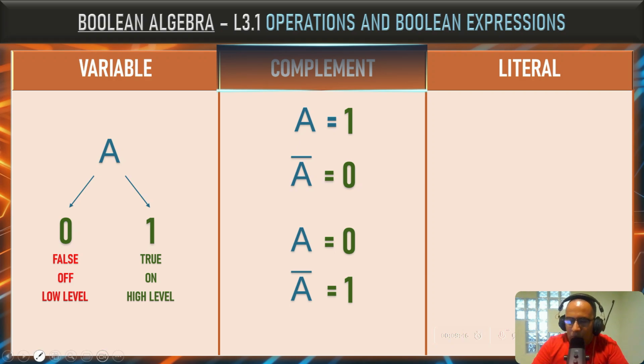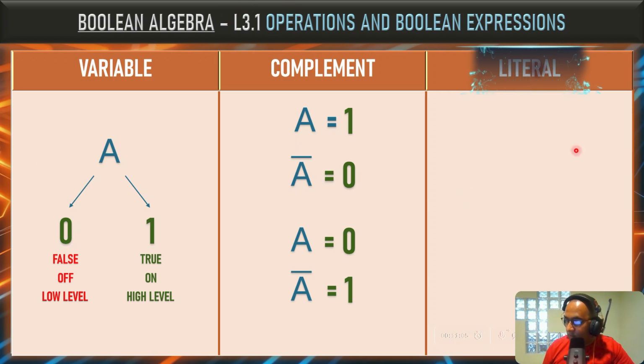To make this even more intuitive, let's think of everyday examples. If a door is open, its complement would be the door closed. If a lamp is on, its complement would be lamp off. In the same way, in digital logic, a normal variable represents one state, and its complement represents the opposite state. That is, A represents one state, A bar represents the opposite state. Okay? In summary, the complement is simply the inverse logical value of a variable.